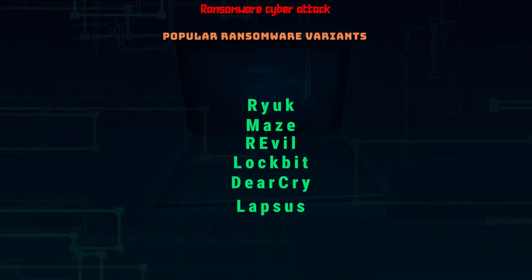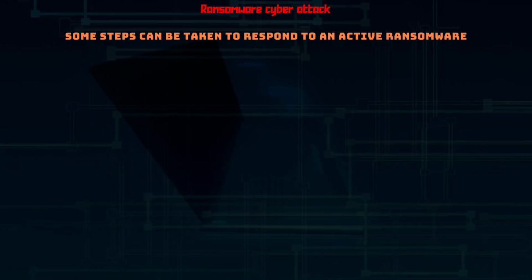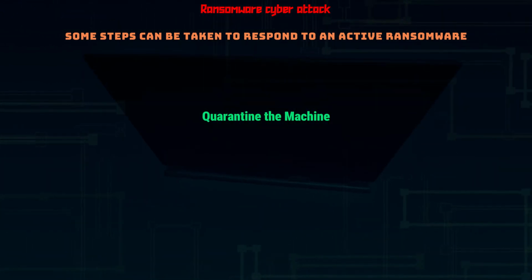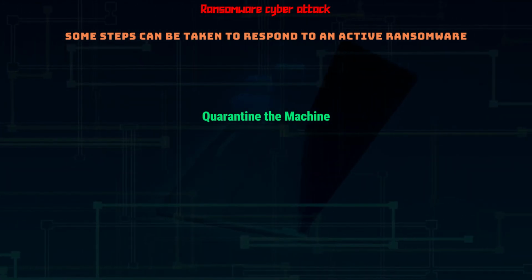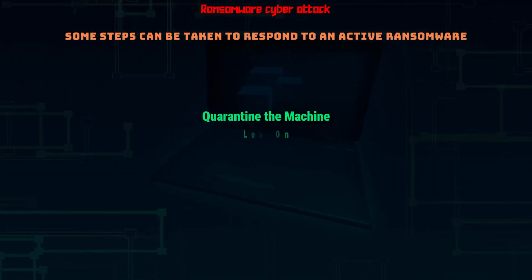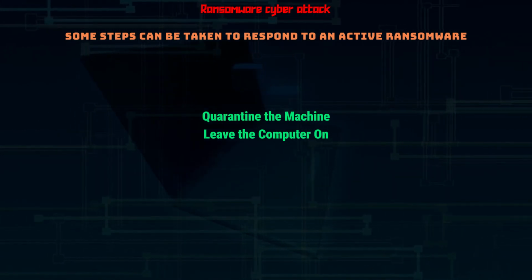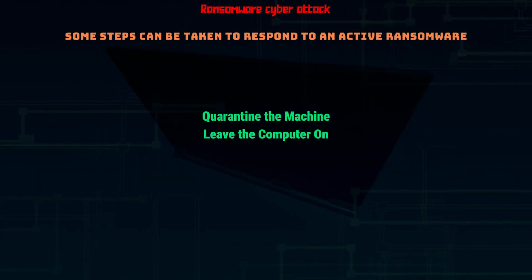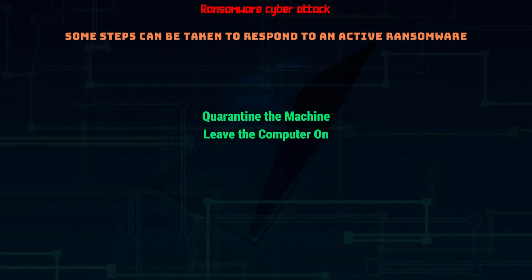If your computer is infected with ransomware, some steps can be taken to respond to an active ransomware. Quarantine the machine. Some ransomware variants will try to spread to connected drives and other machines. Limit the spread of the malware by removing access to other potential targets. Leave the computer on. Encryption of files may make a computer unstable, and powering off a computer can result in loss of volatile memory. Keep the computer on to maximize the probability of recovery.